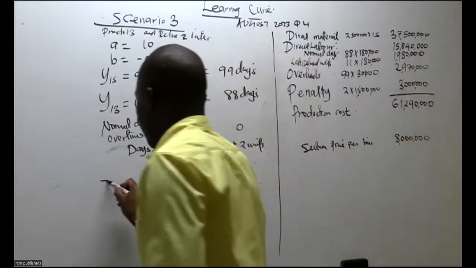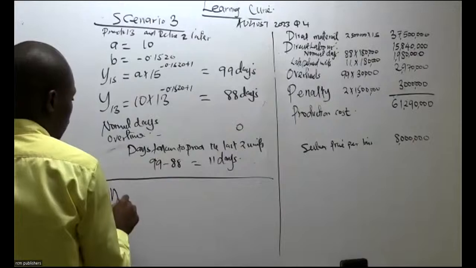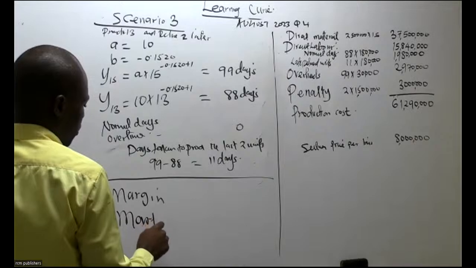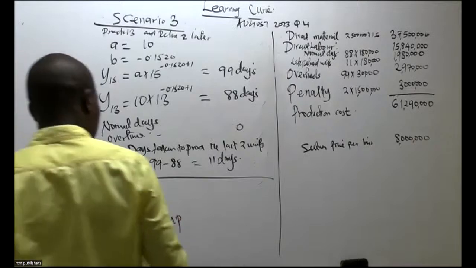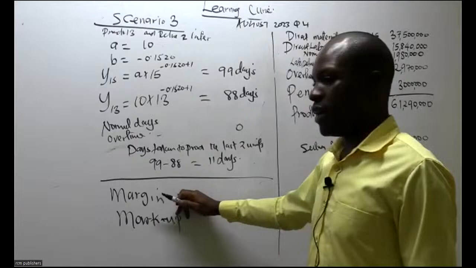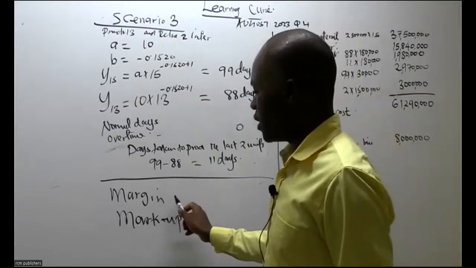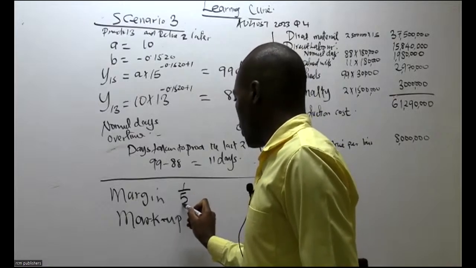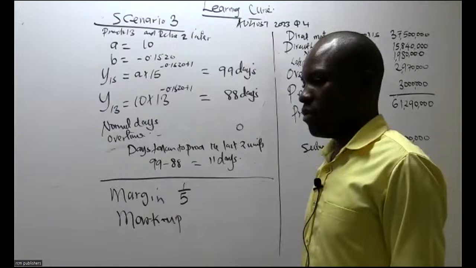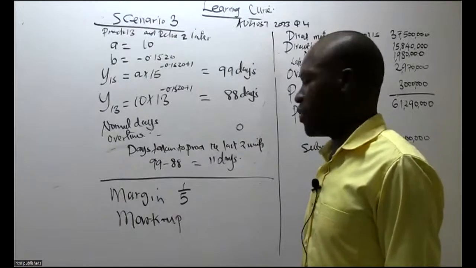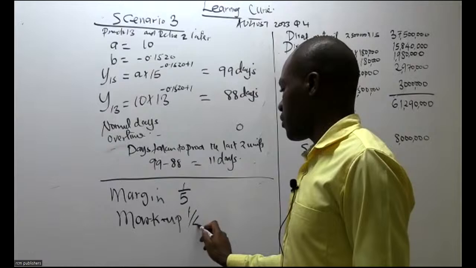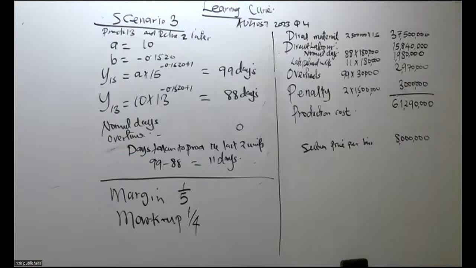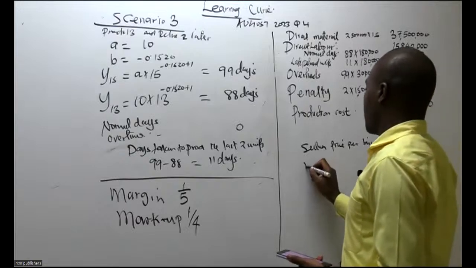I believe at this level, we understand the difference between margin and markup. Markup is on the cost, margin is on the sales value. So we are told that margin is 20%, which is the same as 1 over 5. So it means your markup will be 1 over 4. Now, if you have that, let's get the margin.